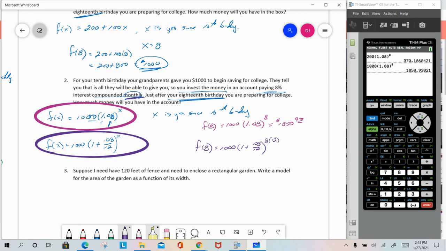So this one, 1,000 times 1 plus 0.08 over 12, close the parenthesis, to the, there's my exponent again, and right here, 8 times 12. The calculator will handle that 8 times 12 in the exponent, and you actually make an extra $42. Okay, so that would be $1,892.46.